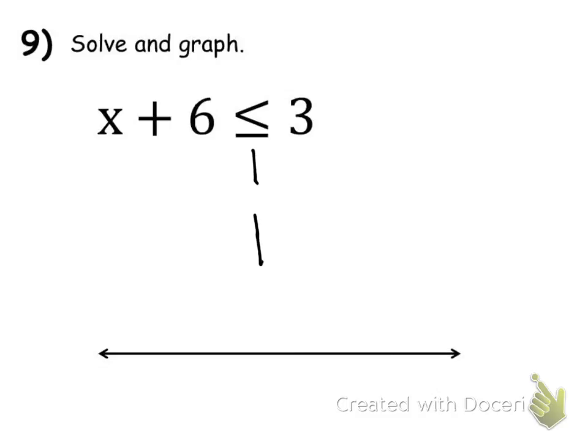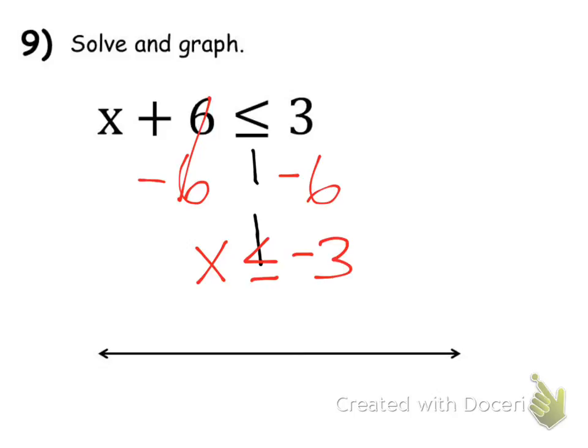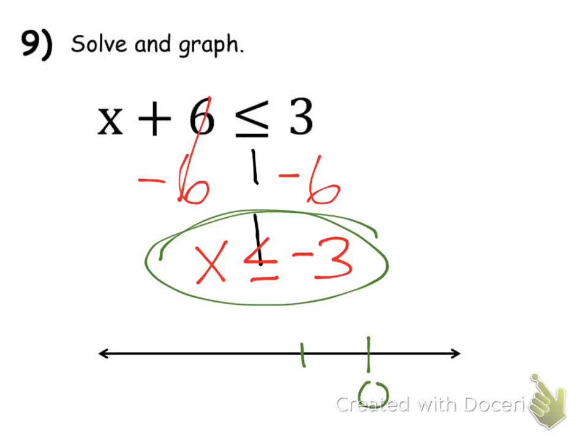So how do I get the x by itself here? Subtract 6. Subtract 6. So x less than or equal to negative 3. How do I graph this? Put the 0, yep, we'd have 0 over here, then negative 1, negative 2, negative 3. Okay, so circle the negative 3. Am I going to fill it in or leave it open? Fill it in, and then I'm going to the left because it's less than. What are your questions?